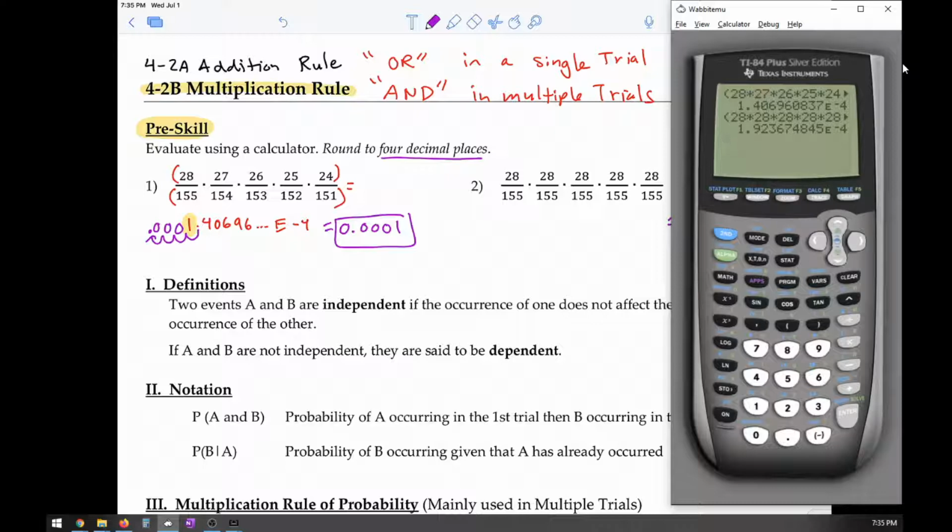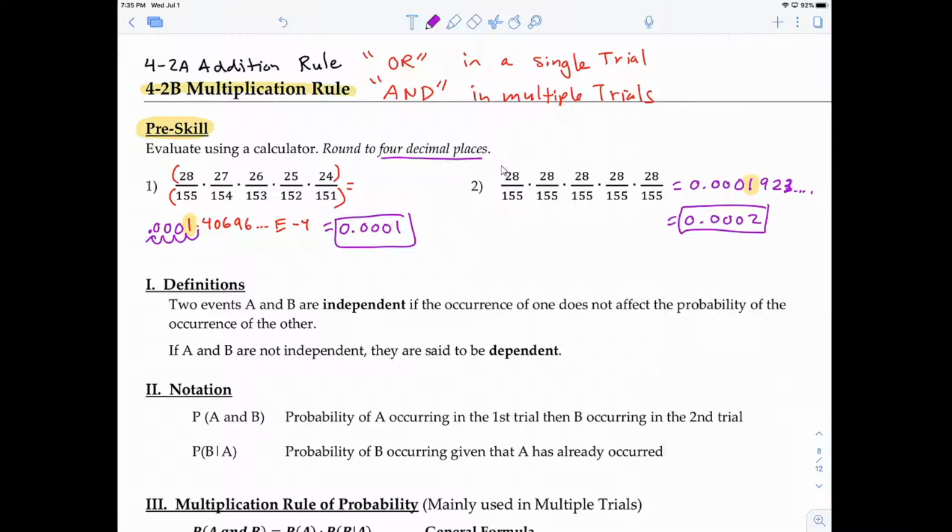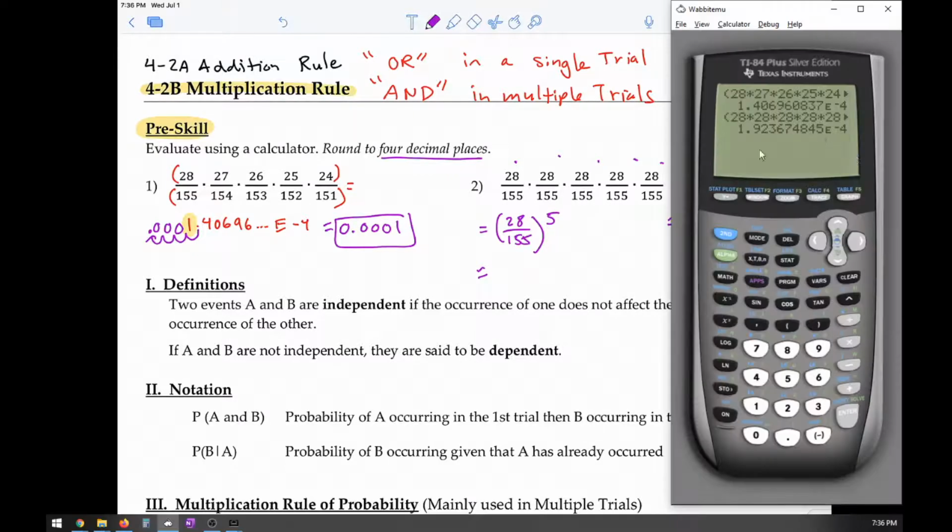Alternatively, whenever you have repeated multiplication of the same number, we know that we can write or evaluate this using exponents. So this is equal to 28 over 155 raised to the 5th power. If you work that out, it saves you a little time compared to what I did here. You can open up parentheses, do 28 over 155, close parentheses, and then raise that to the 5th power.